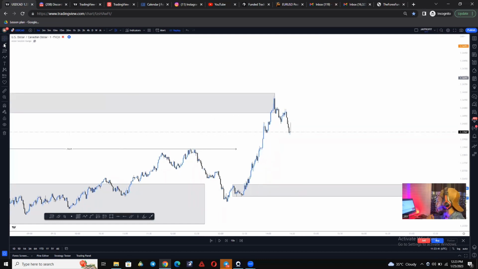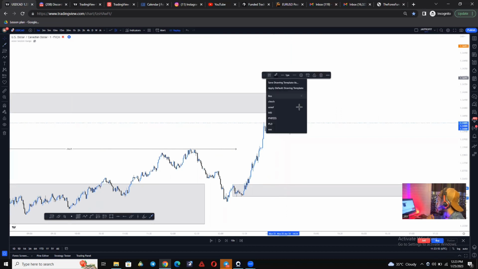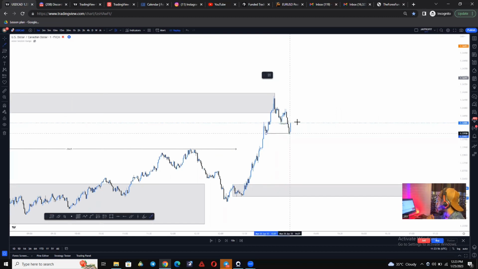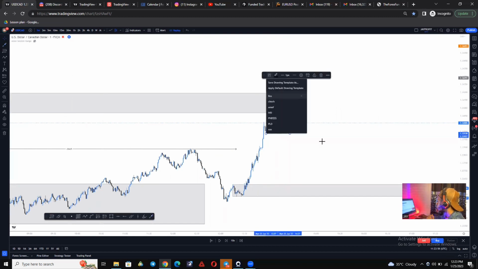Okay. So right here we have double break of structures. We have this one right here, which is our change of character, and as well this low here has been taken out. That becomes our BOS. All right.